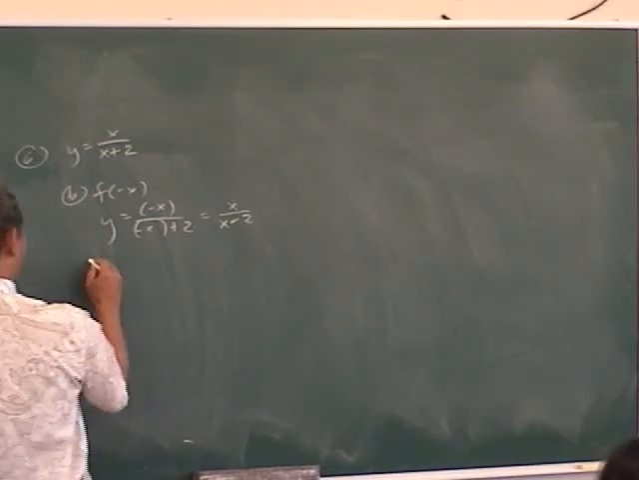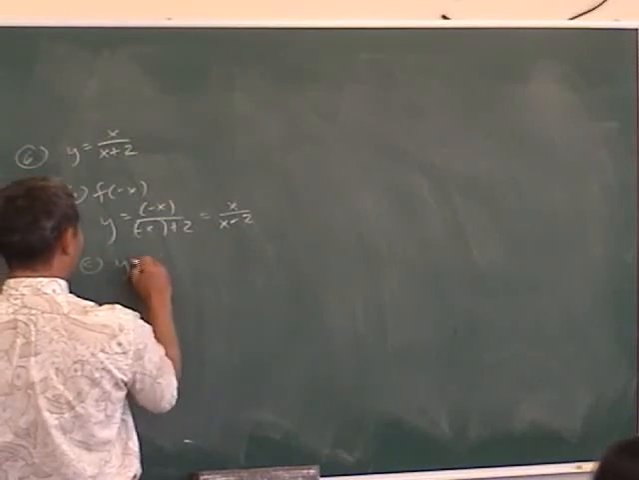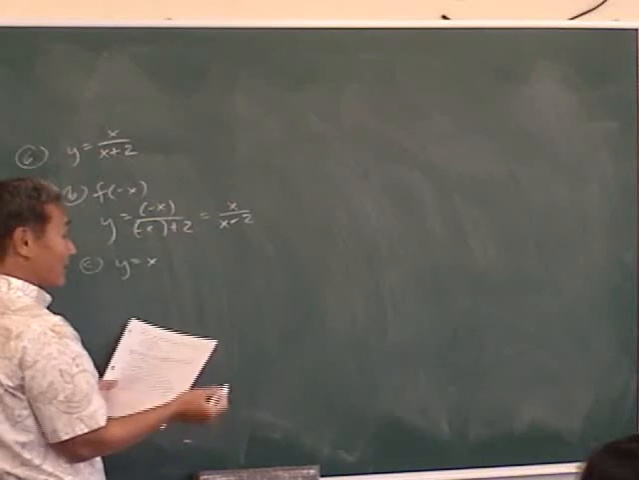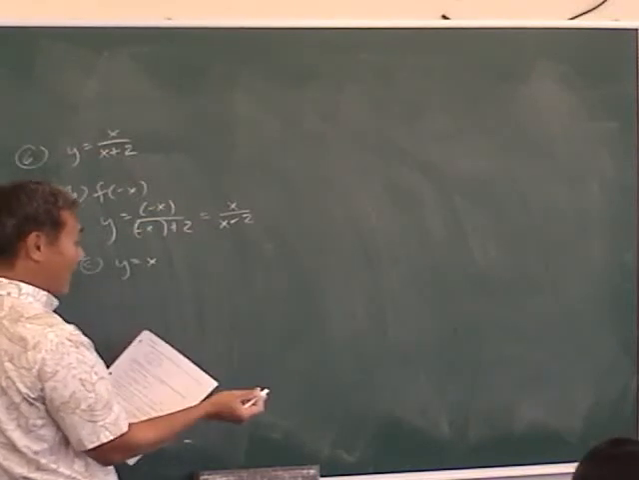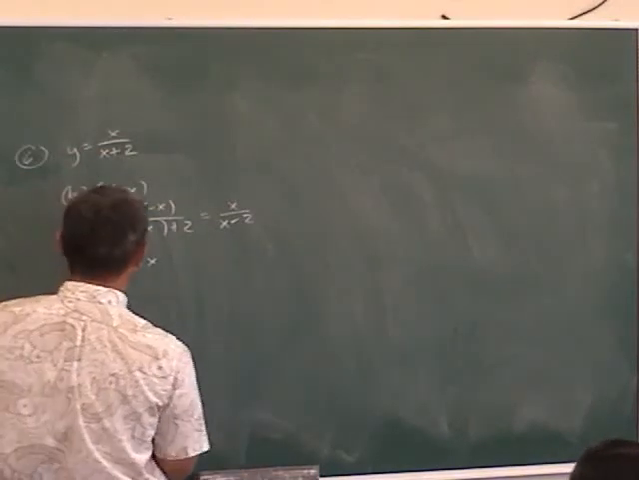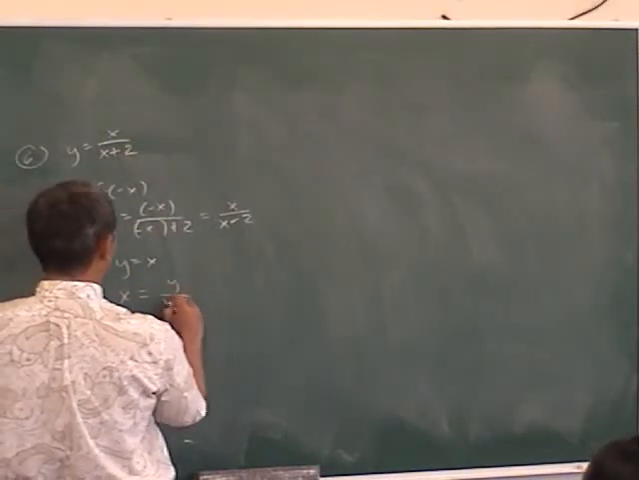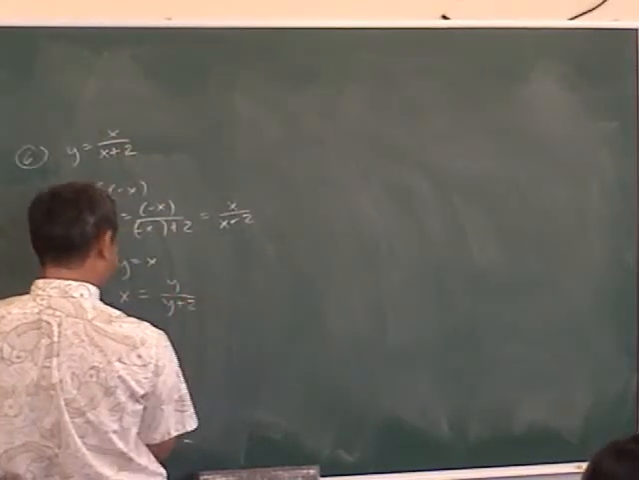And then C, how do you reflect a graph around the line y equals x? You find the inverse, right? Because any graph and its inverse are symmetric about this line. So how do you find the inverse of this? Switch the x's and y's. This looks just like the last problem we did.